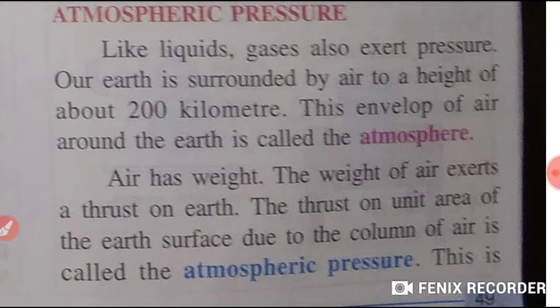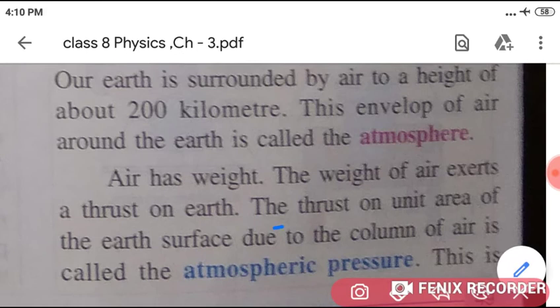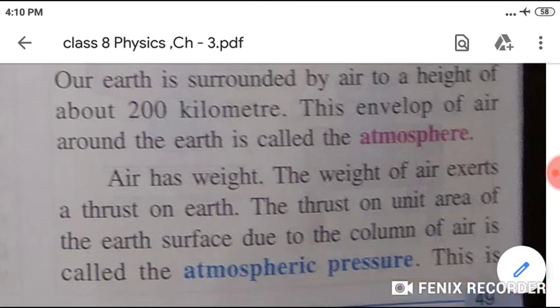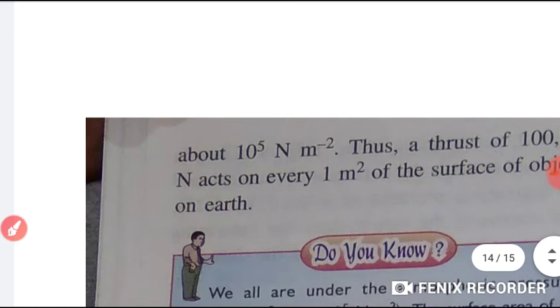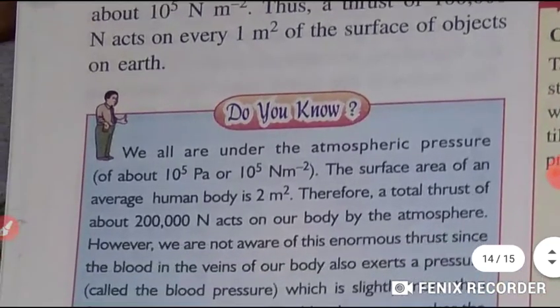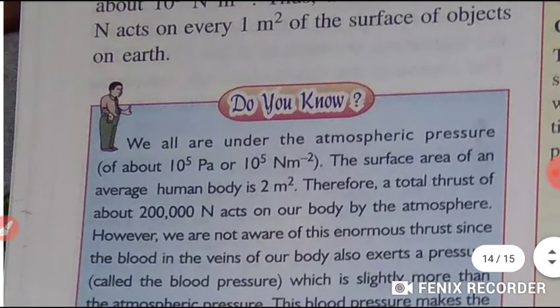Okay, so underline this, students. The thrust on the unit area of the earth's surface due to the column of air, that is called what? Atmospheric pressure. And this is about 10 raised to power 5 Newton per meter square. Thus a thrust of 100,000 Newton acts on every 1 meter square of the surface of objects on the earth.